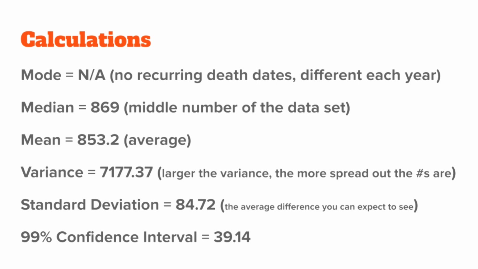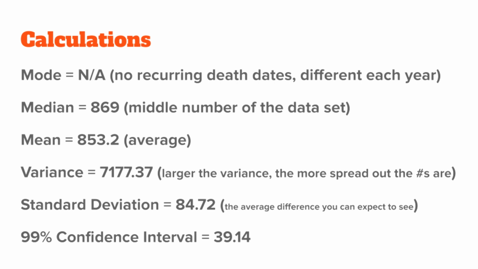The median was 869. That's simply just the middle number of the entire data set. So the mean, or the average, or the mu, or the x bar was 853. The variance is just a little over 7,000. If you have a larger variance, that means that the numbers are more spread out. So my data is somewhat. And for the standard deviation, we got 84.72.